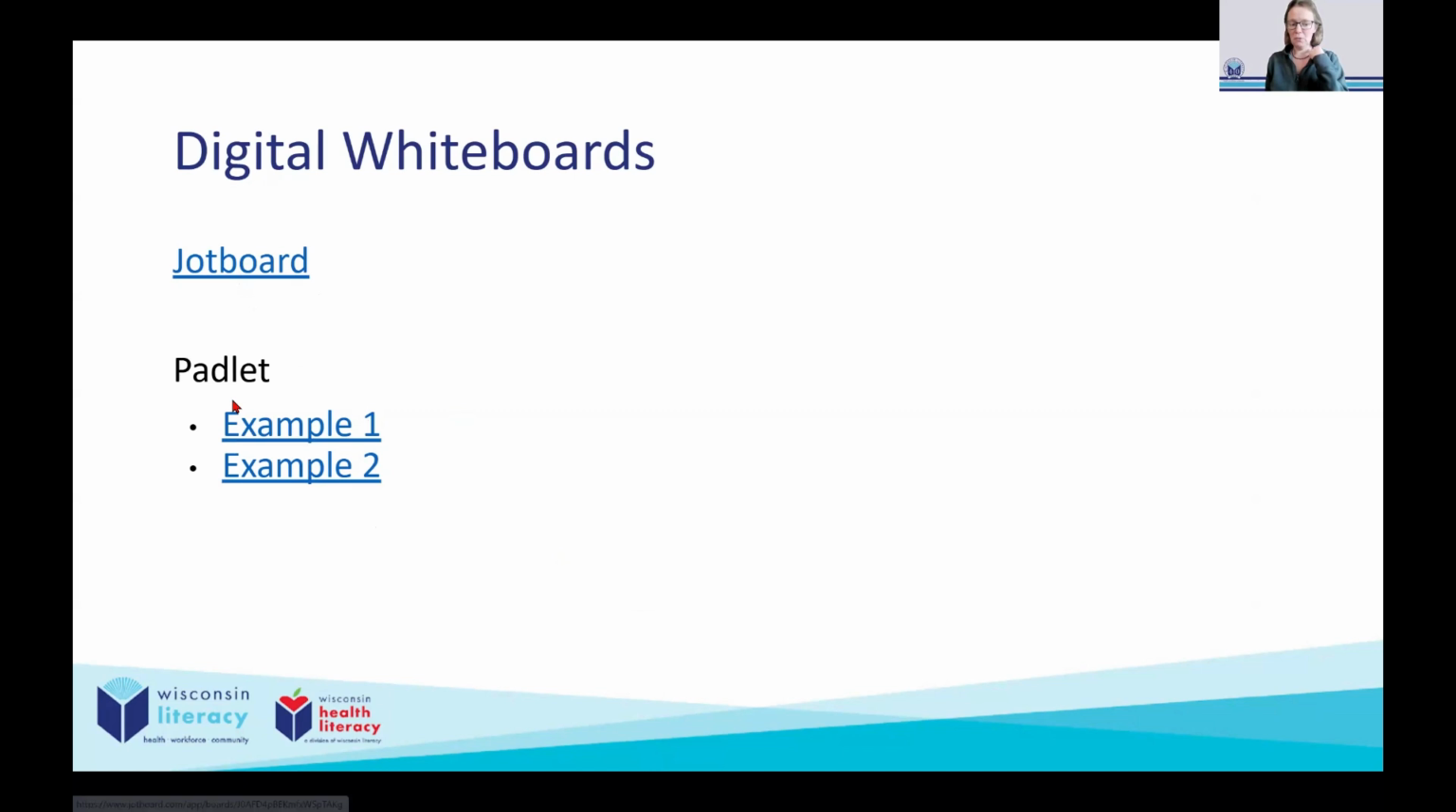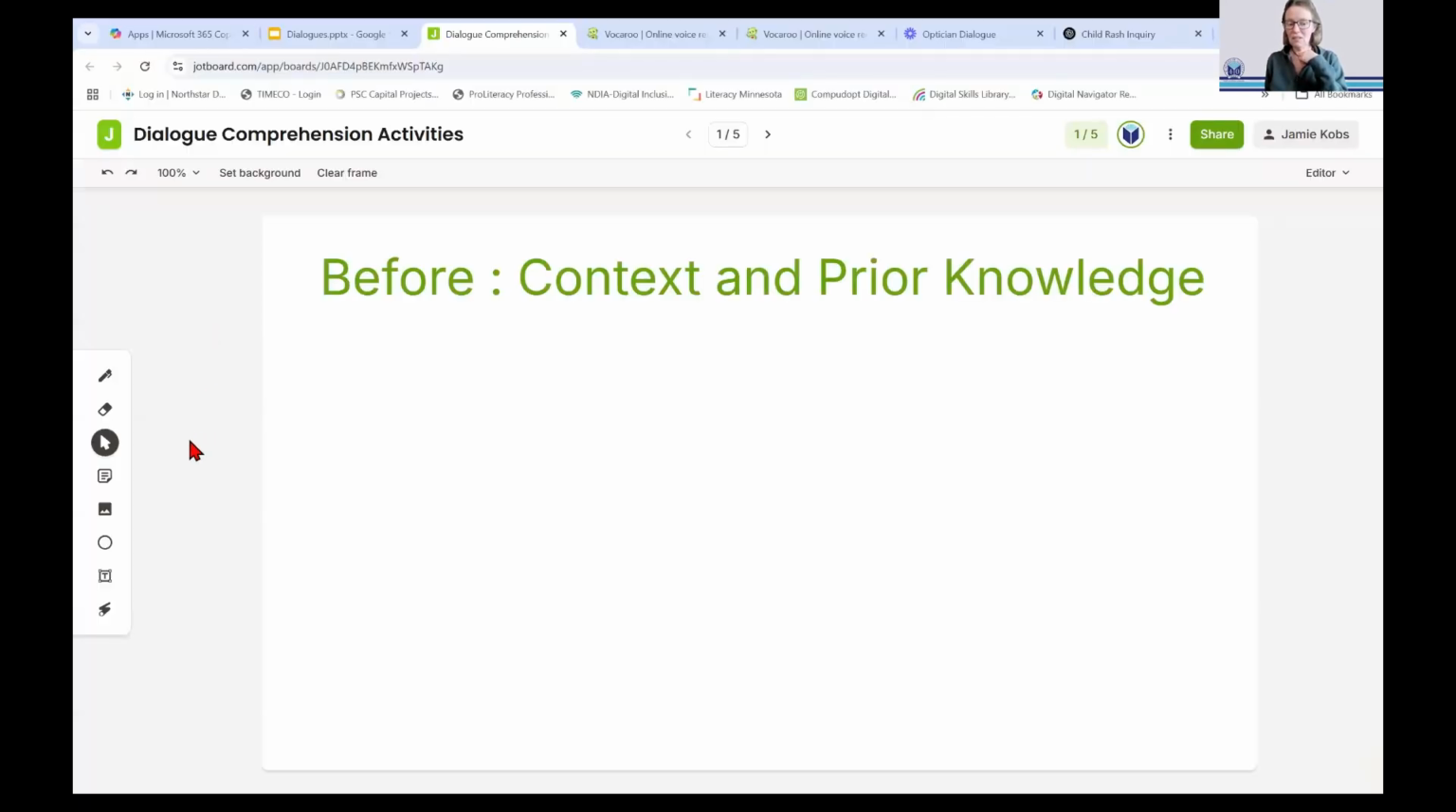So I'll just give you examples of how I built out this optician lesson plan with Jotboard. If you are familiar at all with Google Jamboard, which went away a while ago, Jotboard I think is probably the most similar to that tool. So here's a Jotboard. I have a free version. So if I wanted people to be in this whiteboard with me, I could only have up to 5 people. That's the limitation of the free version.